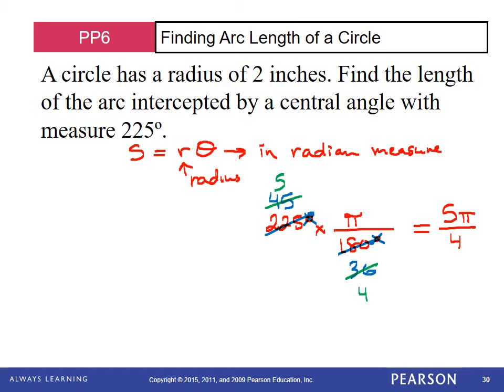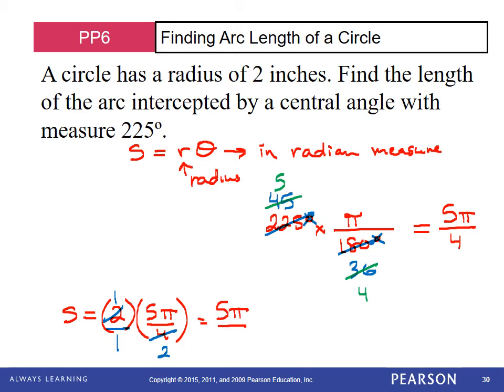All right, so we are ready to plug it in. Plug it into the formula here. S equals, and the radius is 2 inches. Got that. And our theta is 5 pi over 4. In that case, the 4 and the 2 will reduce. That's good. So 4 and 2, 2 on the bottom, 1 on top. That's cool too. Now I got myself 5 pi over 2.